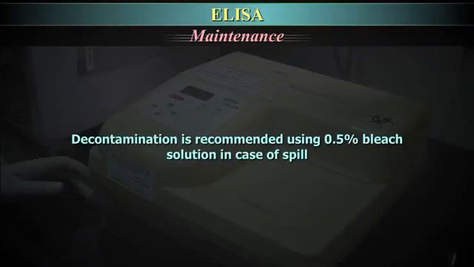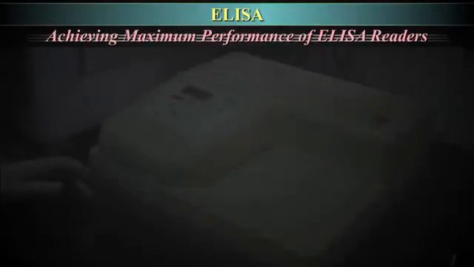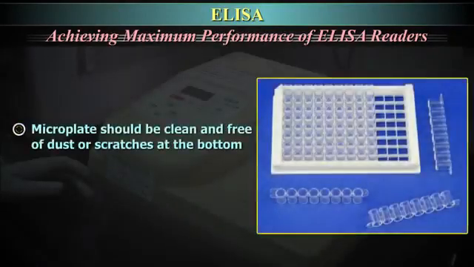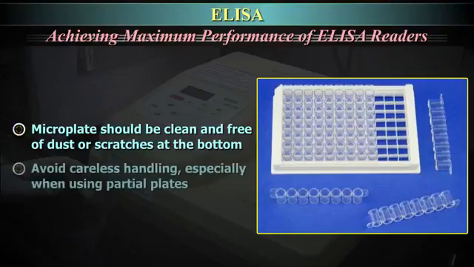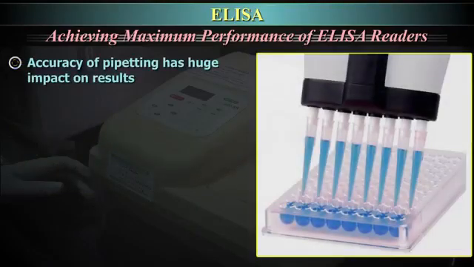Decontamination is recommended using 0.5% bleach solution in case of spill, achieving maximum performance of ELISA readers. Microplate should be clean and free of dust or scratches at the bottom. Avoid careless handling, especially when using partial plates. Accuracy of pipetting has a huge impact on the results.